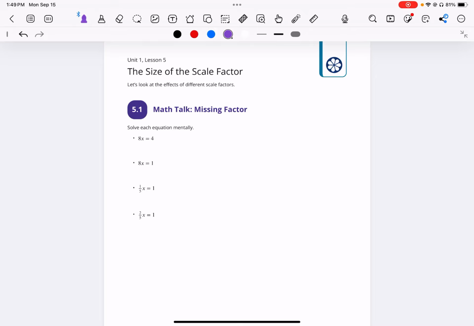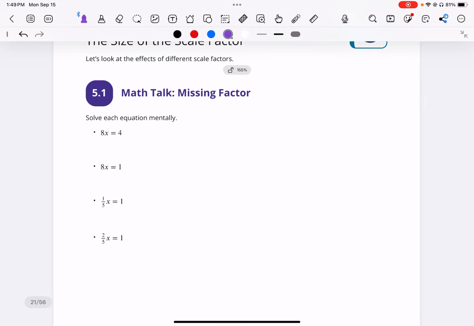This lesson is going to be on discussing and analyzing the size of the scale factor. First we're going to solve these equations mentally, meaning we're trying to find what x is equal to. So 8 times something gives me 4, so 8 times 1/2 gives me 4. 8 times some number will give me 1, so I know that's going to be the same thing as dividing by 8. 8 divided by 8 is 1, so dividing by 8 is the same as multiplying by 1/8.